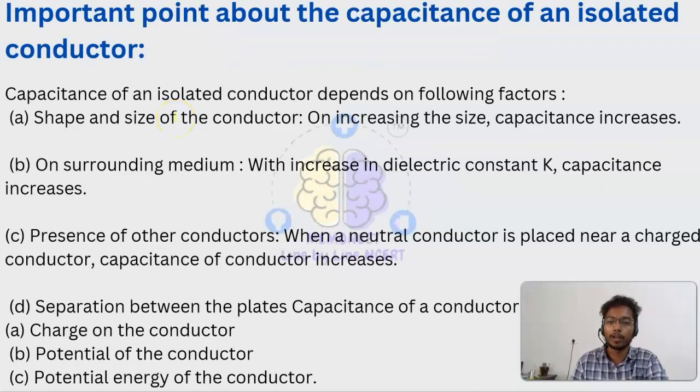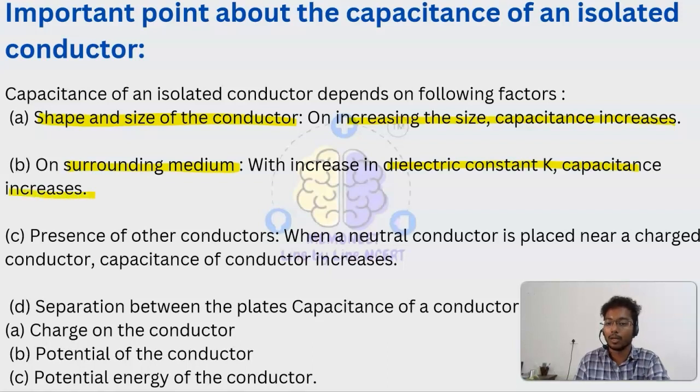The important points about the capacitance of an isolated conductor. The capacitance of an isolated conductor depends on the following factors, that is shape and size of the conductor, as I have just told. On increasing the size, the capacitance increases. On the surrounding medium also, capacitance depends, because with the increase of the dielectric constant, the capacitance increases.